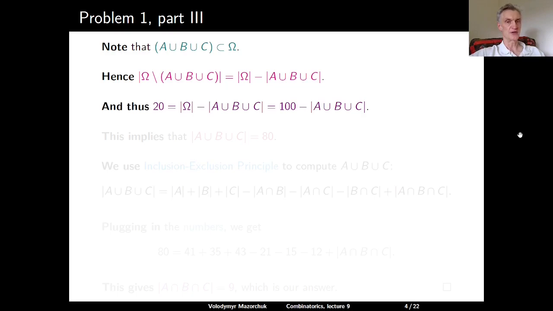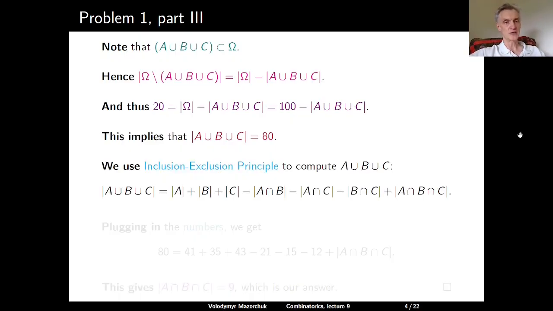And so we have that 20, so that's the amount of people who didn't like anything, is equal to the cardinality of omega minus the cardinality of the union of A, B, and C. And we know that the cardinality of omega is 100, so we have the equation that 20 is equal to 100 minus the cardinality of the union of A, B, and C, from which we can deduce that the cardinality of this union is equal to 80. Now we can use inclusion-exclusion principle to compute the cardinality of the union of A, B, and C.